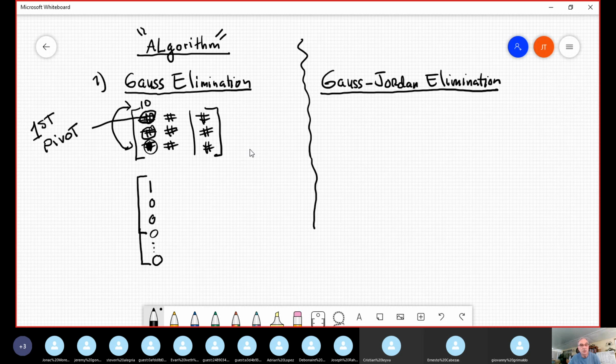I move on to column 2. In column 2, I don't touch the first one. No. I touch the second, and this would be the second pivot. So I create somehow a 1 here. I don't care about that number for a moment.